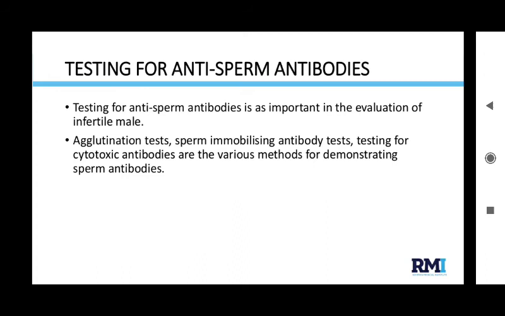Now, one more important thing, testing for anti-sperm antibodies. Testing for anti-sperm antibodies is as important in the evaluation of infertile male. Agglutination tests, sperm immobilizing antibody tests, testings for cytotoxic antibodies are the various methods for demonstrating sperm antibodies. So, in infertility, along with all these morphological examinations, anti-sperm antibody examination is also important. Types are agglutination tests, sperm immobilizing antibody tests, cytotoxic antibody tests.